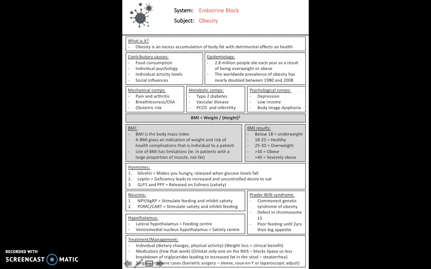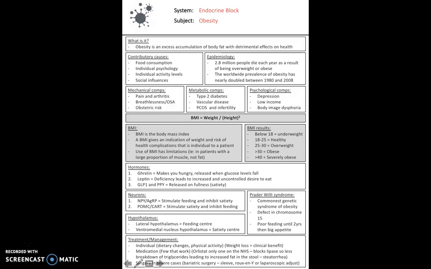So in terms of interpreting the BMI results, anything below 18 indicates the patient's underweight, 18 to 25 is a healthy normal weight, 25 to 30 is overweight, and then above 30 is obese, and you can class anyone with a BMI of above 40 as severely obese.